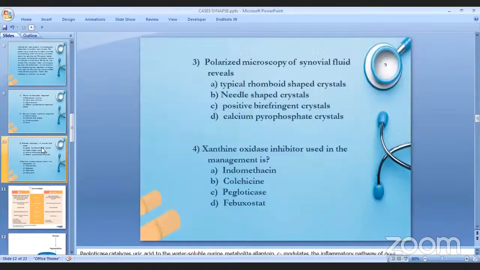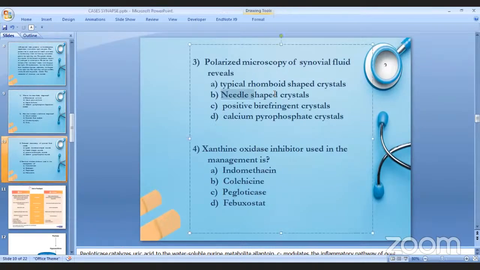Let's go to another question, right? First matter case आता, polarized microscopy as I've mentioned it before है ना. Polarized microscopy of the synovial fluid reveals क्या होता है. This is the case of gout, so polarized microscopy of synovial fluid reveals.